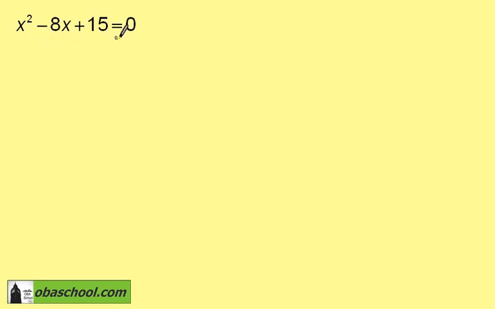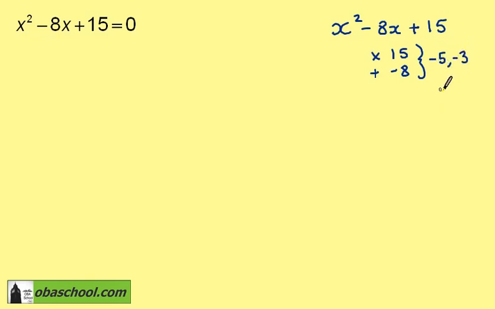To solve this quadratic equation, we need to factorize the left-hand side into two brackets. In the factorising section there's a method for doing this, but I'll go through this again here. We want two numbers that will multiply to give us 15 and add to give us -8. Two such numbers would be -5 and -3. -5 times -3 is 15, and -5 add -3 is -8.